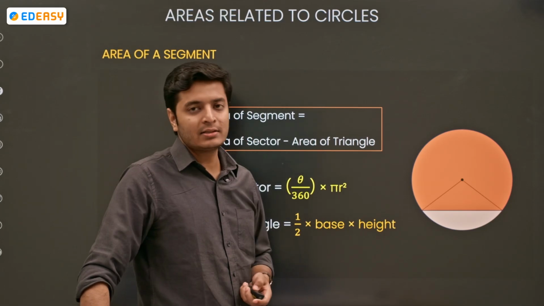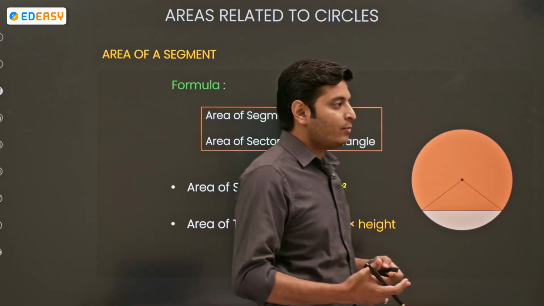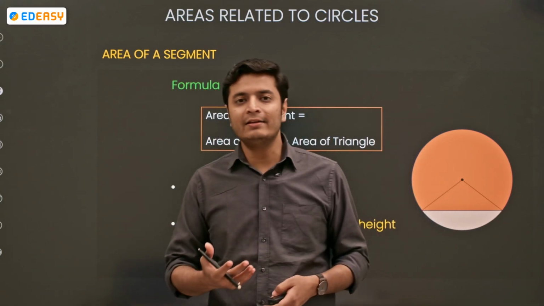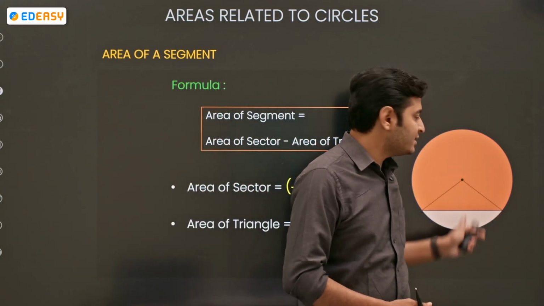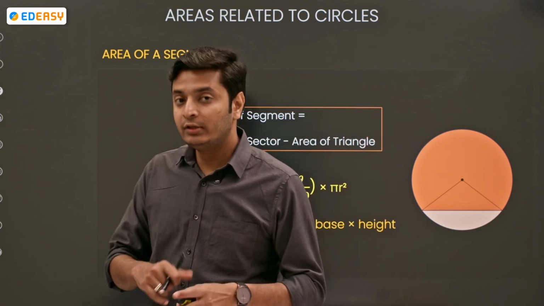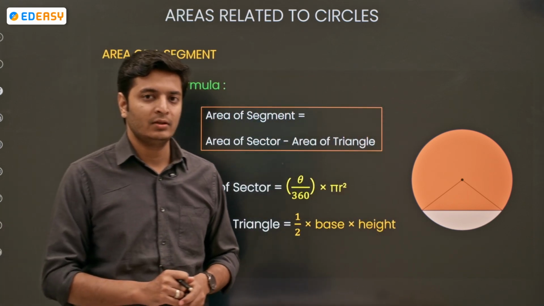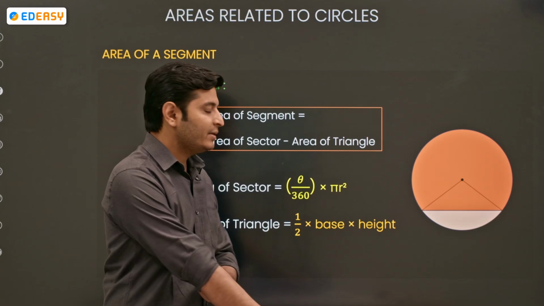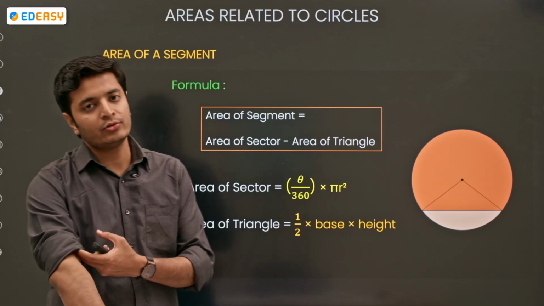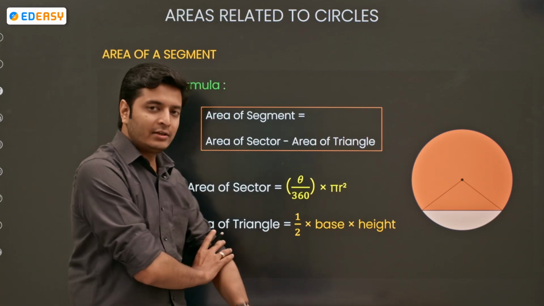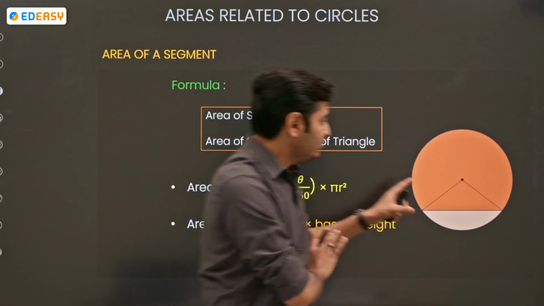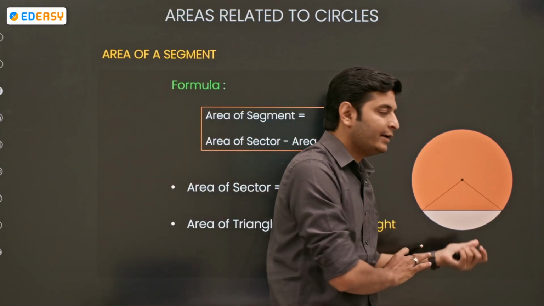But one difference is that in problems, you will not be given the exact value of base and height. You need to find them first. How to find the value of base and height then? We are going to use trigonometry here. So using trigonometry, we can find the value of base and height.